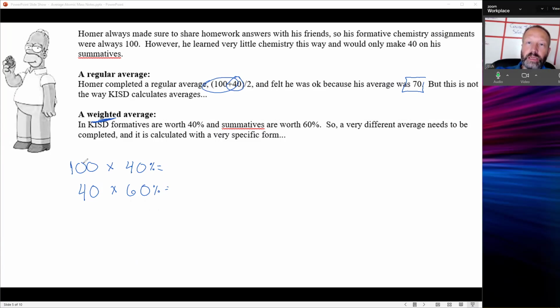So this was for formatives, and this was for summatives. Notice that with two different types of grades, I had two different lines. So for formatives, grade times percent, and for summatives, grade times percent. Now I'm actually going to calculate this out. I know this ends up being 40, but I'm going to take my calculator. I'm going to go 40 times 60.